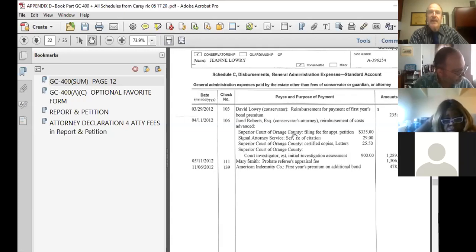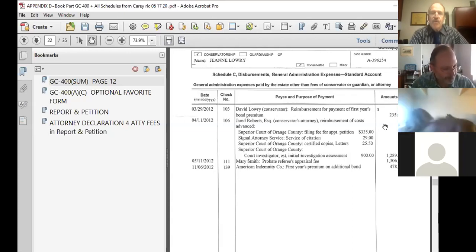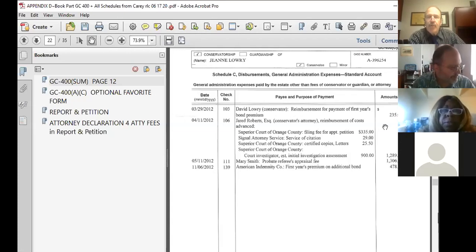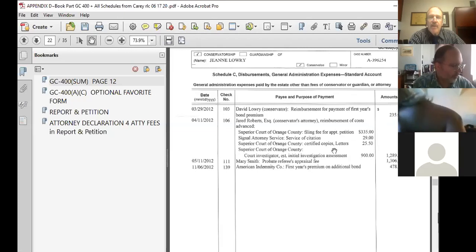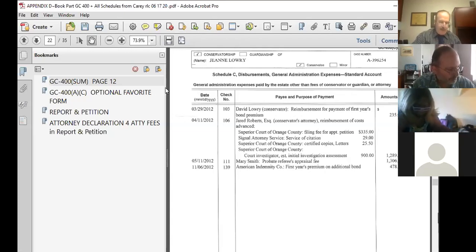When you're doing court accounting, you cannot make disbursements to the guardian, conservator, trustee, or executor unless it's approved by the court. But you are allowed to get reimbursements as long as you turn in a receipt and can justify that the disbursement benefited the conservator's estate.